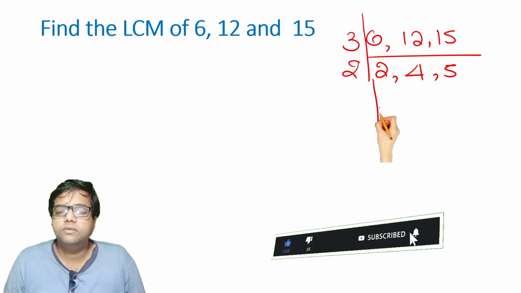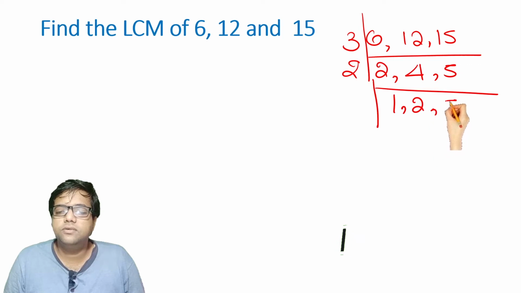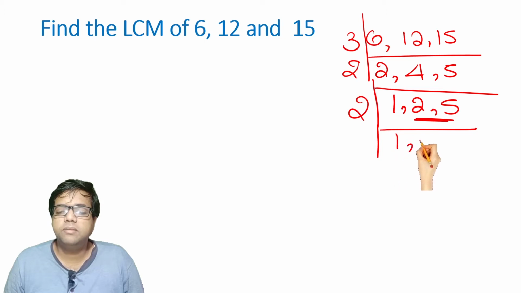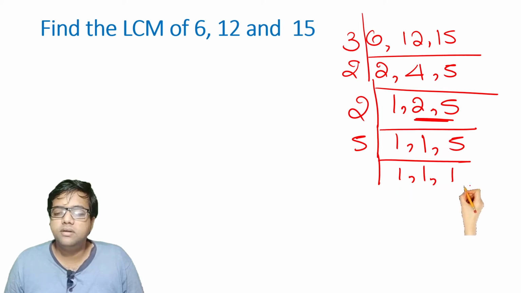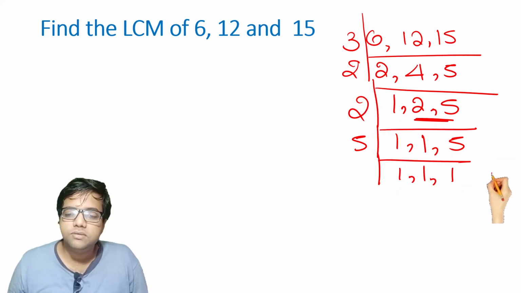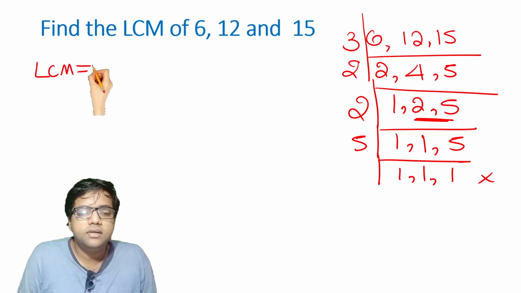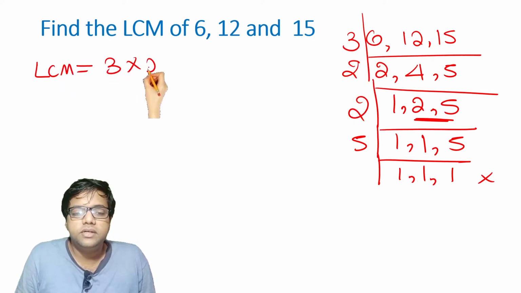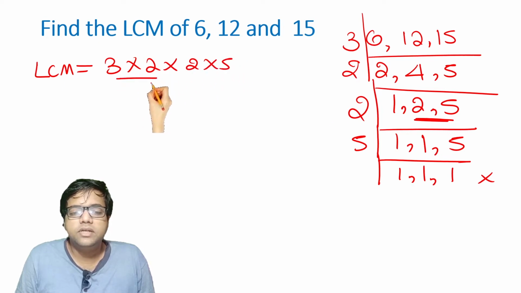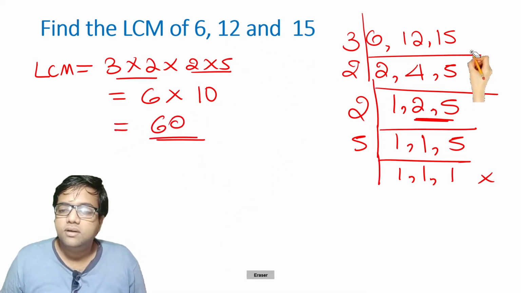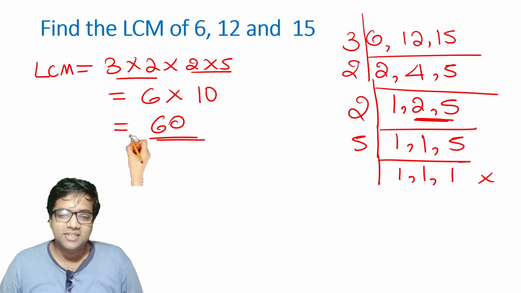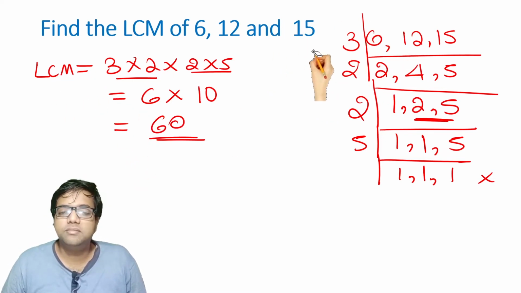And 2, we will take 2. 2 1s are 2, 2 2s are 4, and 5. Both are prime numbers, so they have to be divided by the prime number itself. So 5. Till you get ones in all the places, you will divide them. So you got ones, you will stop the division here. So the LCM would be 3 into 2 into 2 into 5. 3 into 2 is 6, into 2 into 5 is 10, 6 into 10 is 60. That means the least common multiple for these three numbers is 60.